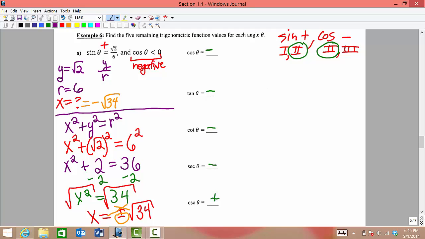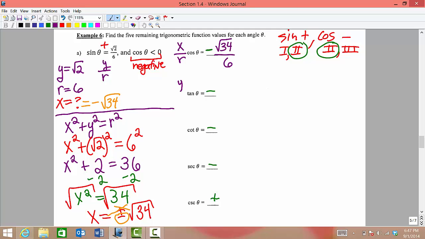We already know the signs of each one of them, and now we're just looking for the number that goes behind the sign. So cosine is x divided by r. The x value is square root of 34, and the r is 6. So cosine theta is equal to negative square root of 34 divided by 6.